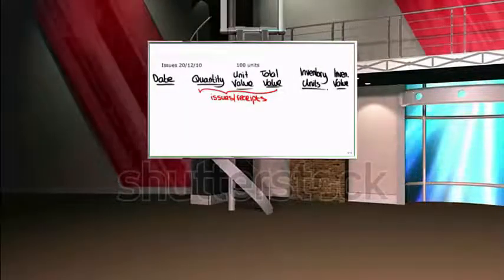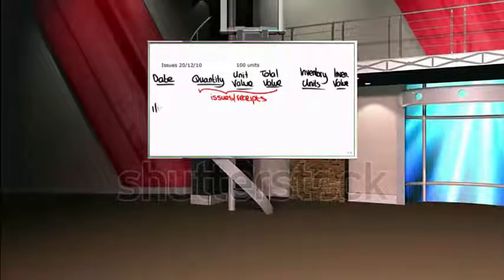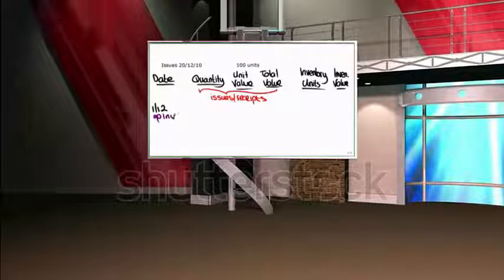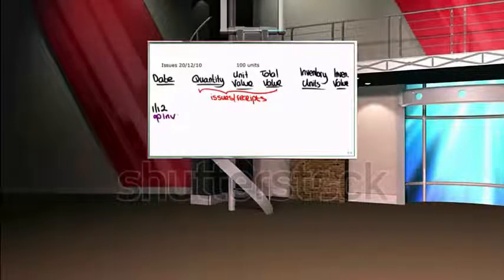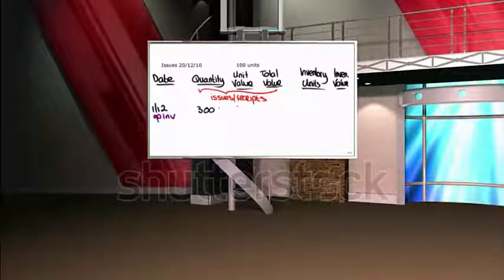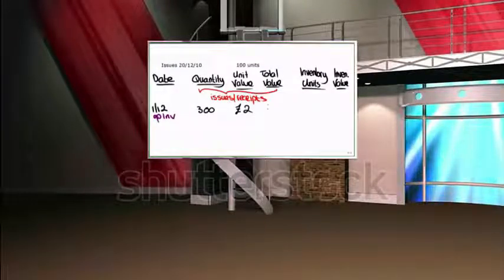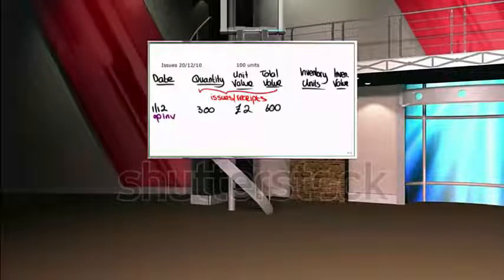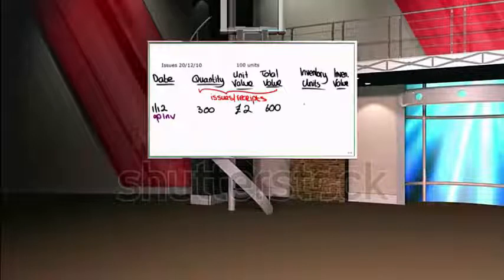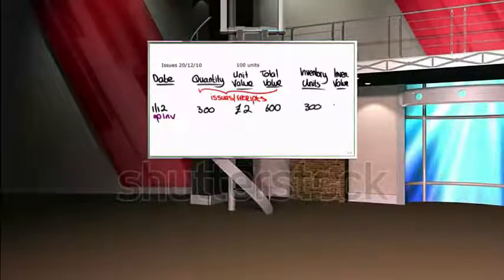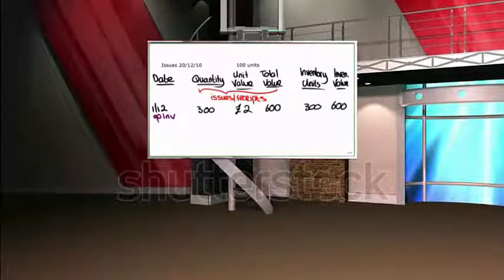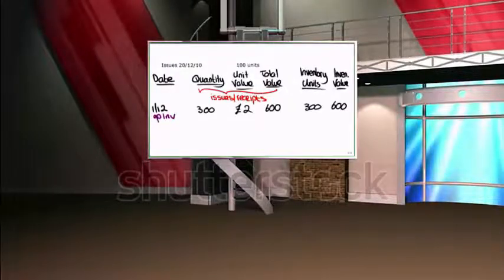So the first thing we were told about was that on the 1st of the 12th, we have our opening inventory, which is a quantity of 300 units with a unit value of £2, so a total value of £600. So we can assume at this point that that's all we have in our warehouse, 300 units with a total value of £600. So what happens next?